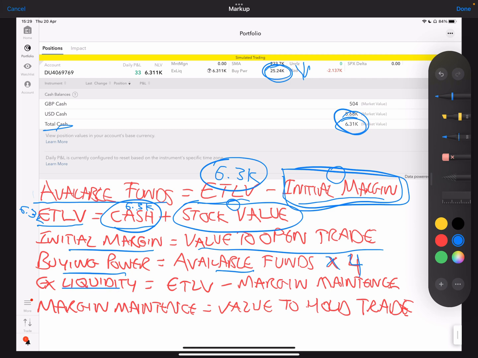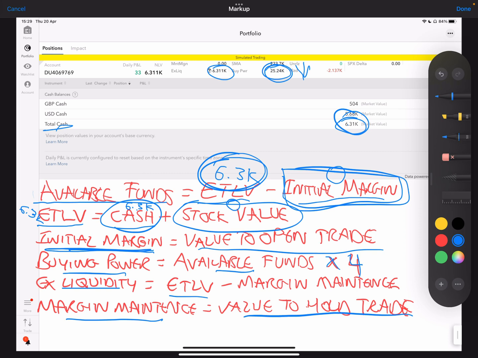The next one, which I think is the most important thing about managing positions and to make sure you don't trade too big, is your X liquidity. So your X liquidity is your equity to loan value, which we already know is 6.3K, minus your maintenance margin. Unlike your initial margin, which is the margin required to open a position, margin maintenance is the margin required to hold your position or to keep your position open.